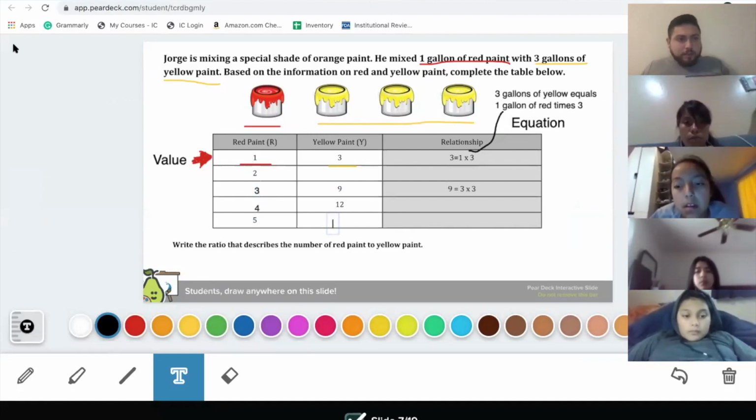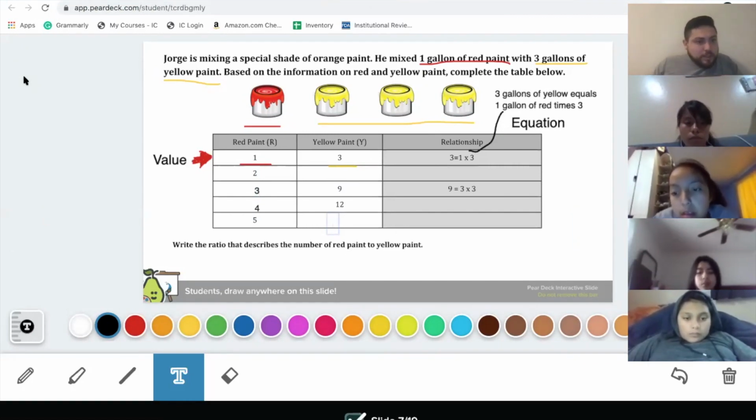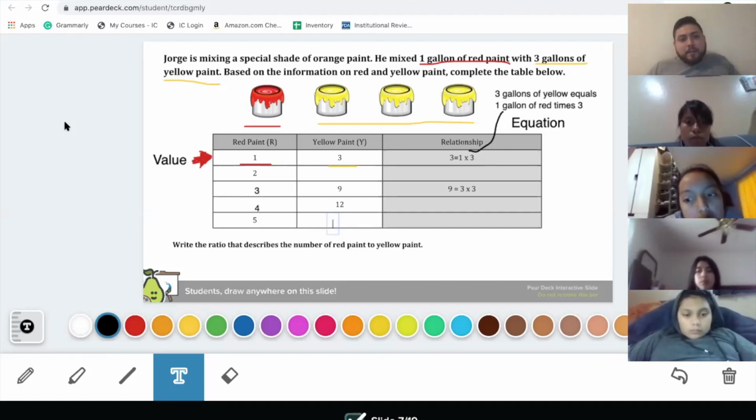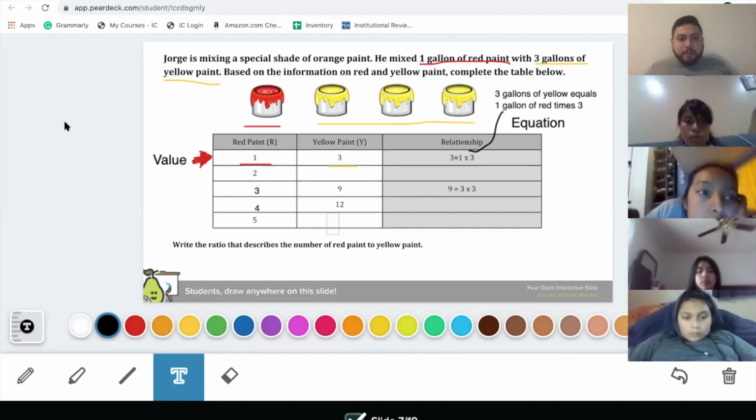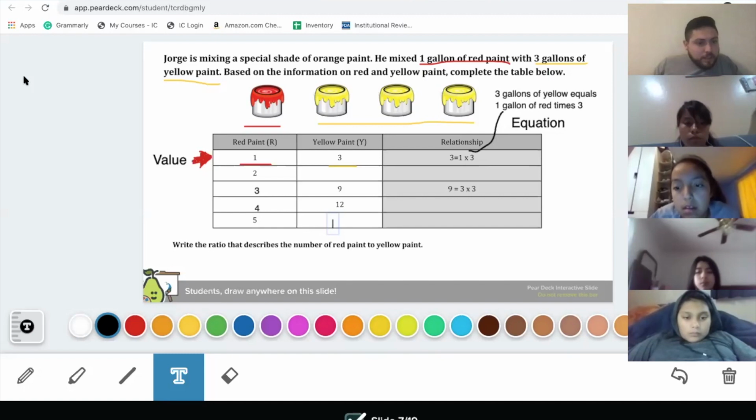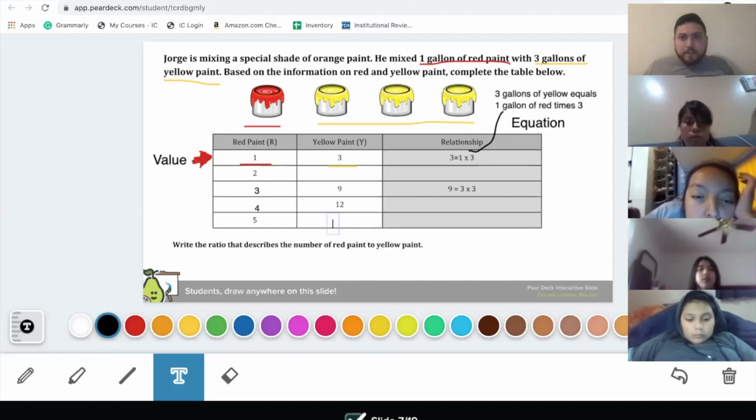Thank you, Darlene, for letting me know. Thank you, Hugo. Thank you, Yasmin. Thank you, Britza. Britza said that the yellow paint is going by 3, meaning it's skip counting or repeated addition by the number 3. So that should help out everybody with their second part of the table. It is skip counting by 3. Thank you, Britza. It looks like everybody's done.